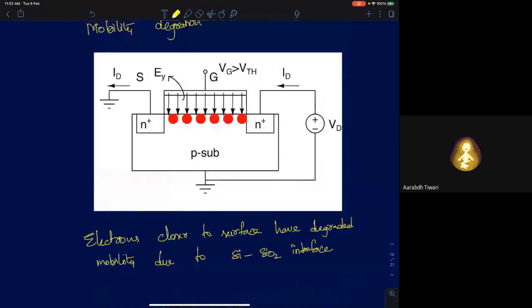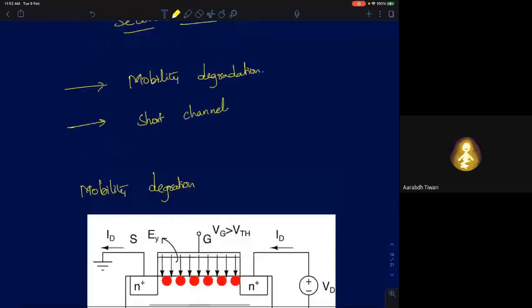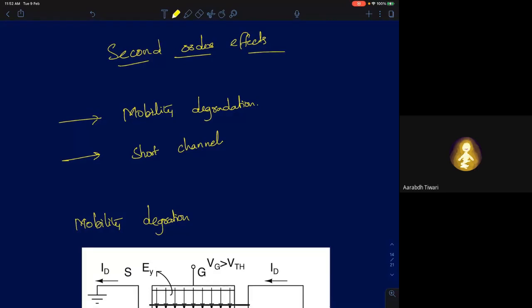Okay. So now I'll just quickly discuss some second order effects. Now in this course, we will not be considering the second order effects. We will mainly focus on the first order effects, which is your channel length modulation and the conventional square law equation. Those are the equations we will be using throughout this course. For the second order effects, the additional effects, there are only two major effects. I'll just discuss this so that it will help you in your lab exercises.